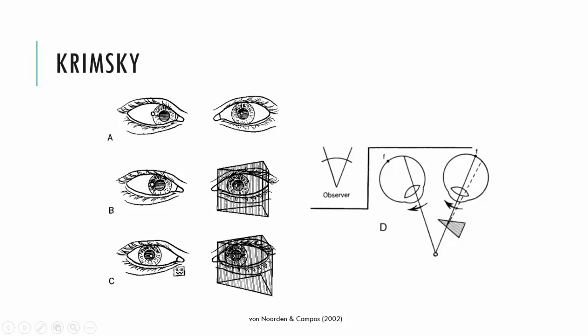Okay, how are we achieving this? Well, when we put a base out prism, as you know, the light will bend towards the base, and here we can see that the base has allowed the light to bend or deviate towards the base. Now, because this is the fixing eye, the eye will rotate in so that this fovea here can now fix back onto the target.